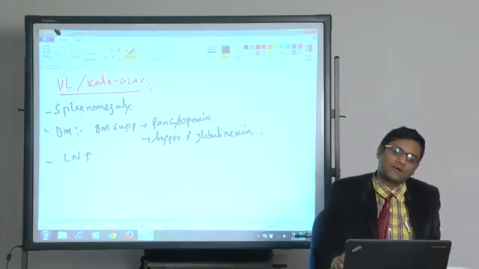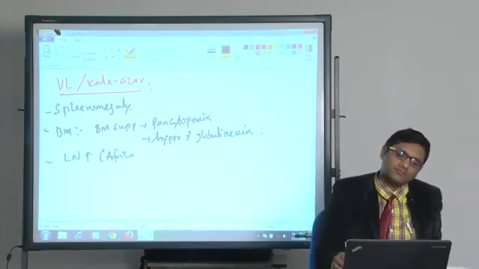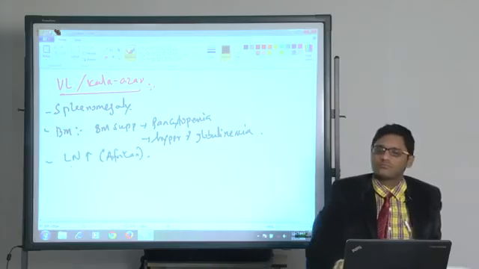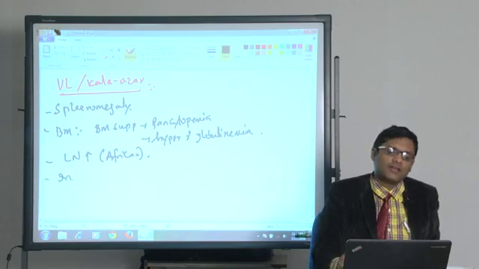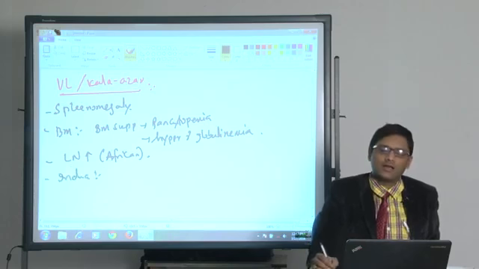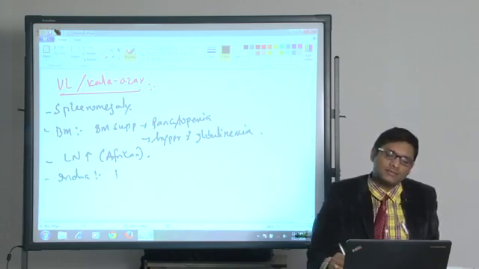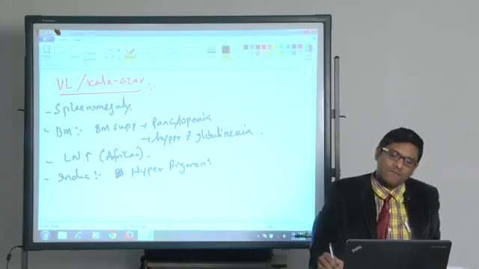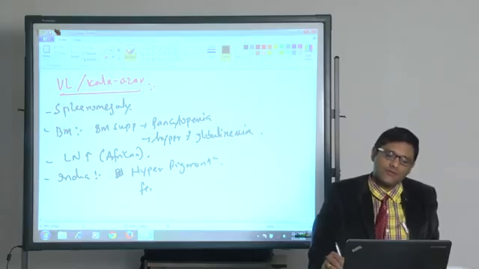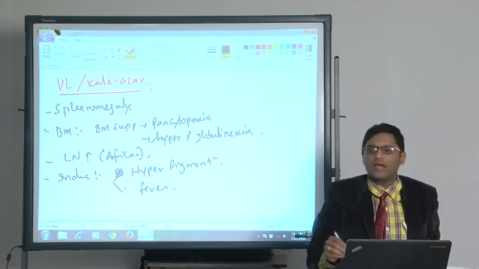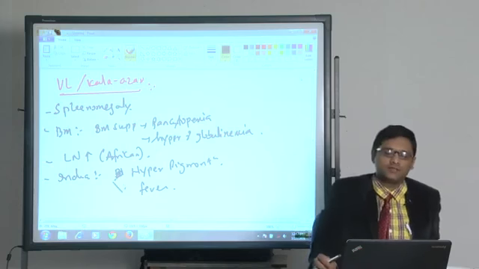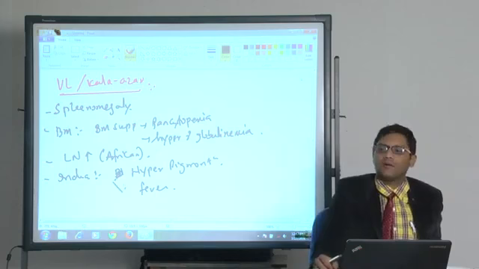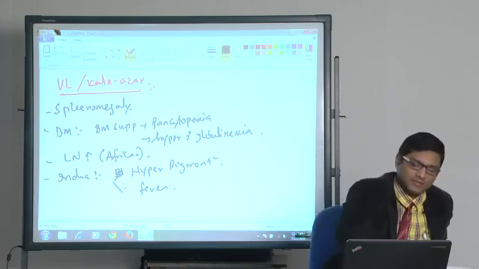Lymph node also will be affected mainly in African patients. And in Indian patients it is called Kala-azar. Kala means black, that is you will have hyperpigmentation, and azar is fever. So hyperpigmentation and fever are the two important features of the Indian form of visceral leishmaniasis.